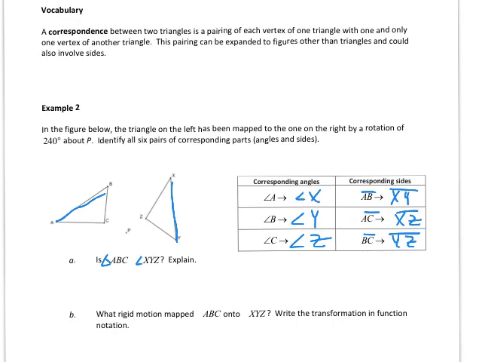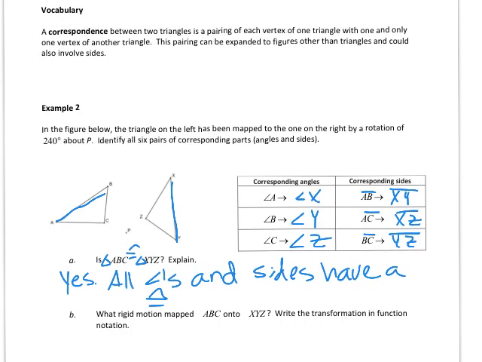Now, the question is, is triangle ABC congruent to triangle XYZ? If everything corresponds and all the points map from pre-image to image, then yes, they will be congruent. Okay, so we say yes. All angles and sides have a congruent correspondence. So when angles are congruent and sides are congruent, then we can say the overall images are congruent.